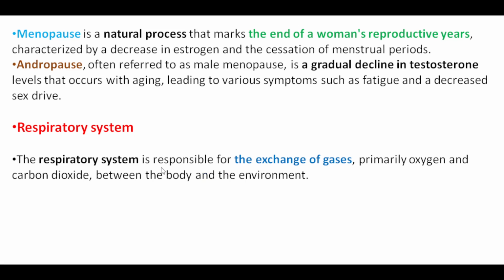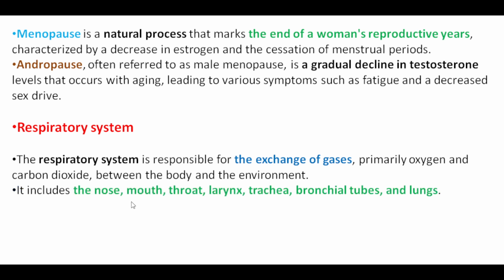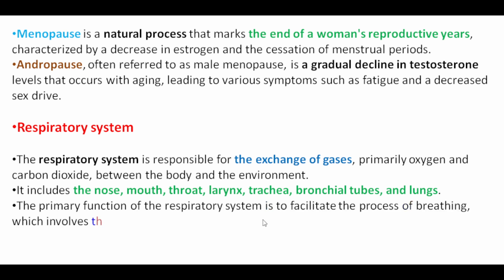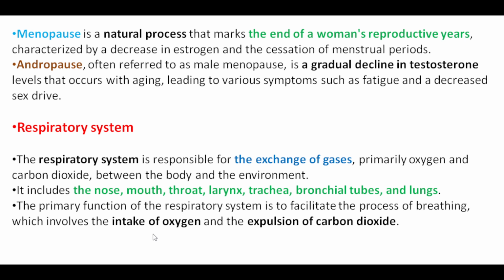The respiratory system is responsible for the exchange of gases, primarily oxygen and carbon dioxide, between the body and the environment. It includes the nose, mouth, throat, larynx, trachea, bronchial tubes, and lungs. The primary function of the respiratory system is to facilitate the process of breathing, which involves the intake of oxygen and expulsion of carbon dioxide.